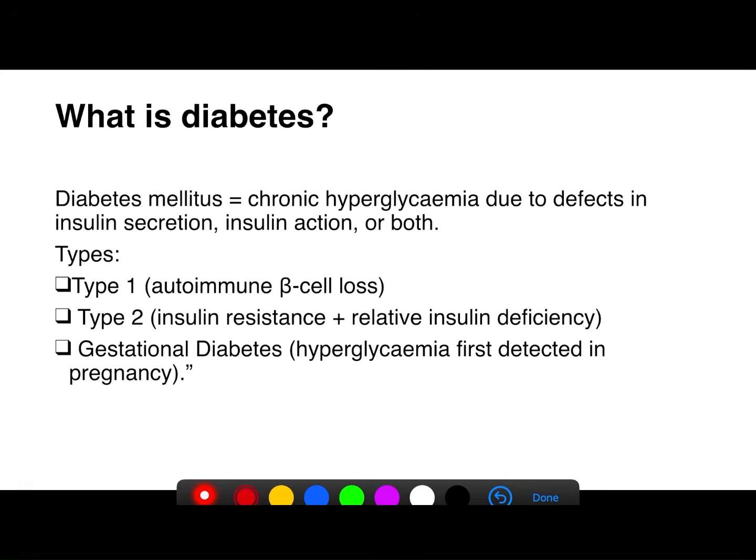A brief about diabetes. Diabetes mellitus is a chronic hyperglycemic state which is due to a defect in either insulin secretion or insulin action or both. There are three types of diabetes. Type 1 is related to autoimmune beta cell destruction. Type 2 is related to insulin resistance and relative insulin deficiency. In gestational diabetes, hyperglycemia is first detected in pregnancy.